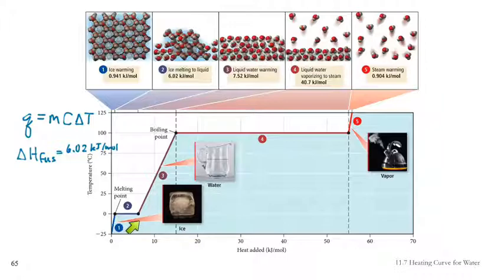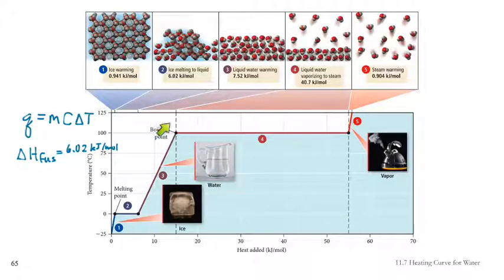Once it all melts, then the temperature can begin increasing again, and the water will heat up as you add heat to it, until it gets to the boiling point. You can calculate the amount of heat here, again using Q equals mc delta T. But now you're going to use a specific heat capacity of liquid water. And the mass of it and this overall temperature change would be from 0 to 100 degrees.